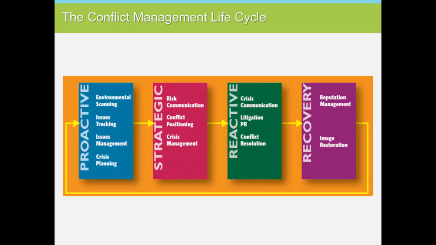Conflicts have the potential to become crises, which could damage an organization's image and revenue. Thus, conflict management is an essential part of the public relations profession. Understanding the life cycle of conflict management allows PR professionals to develop more accurate and successful response strategies. The conflict management life cycle is divided into 4 phases that document the process a PR professional goes through before, during, and after a conflict. Those phases include proactive, strategic, reactive, and recovery.